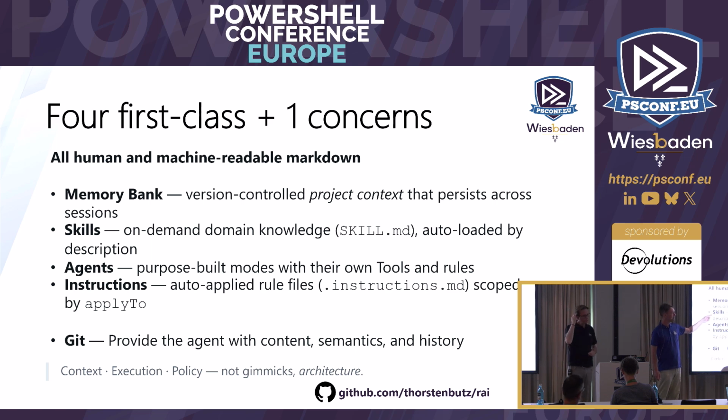So then we have skills. Skills are on-demand capabilities that are loaded into the context window when needed. And we will talk about skills in detail in a second. Agents are kind of the job description. In which mode is your agent working? What is it allowed to do? What is the methodology? What are the processes? This is all defined in the agent.